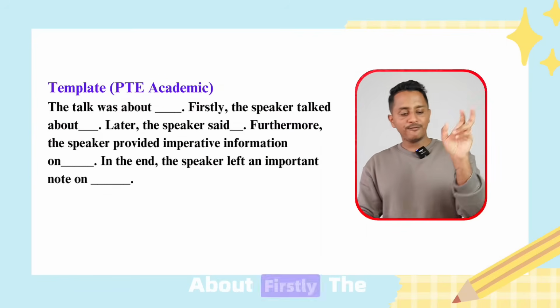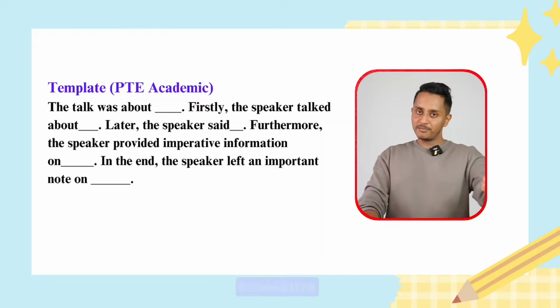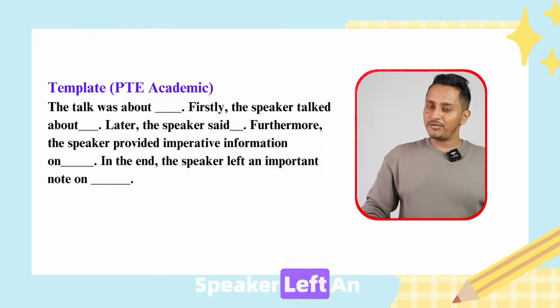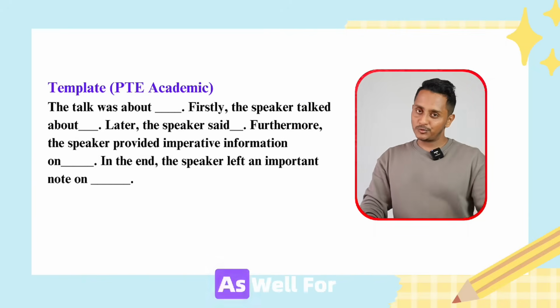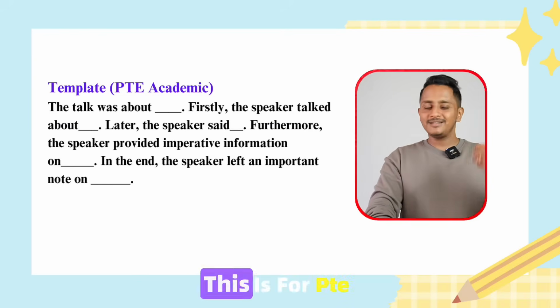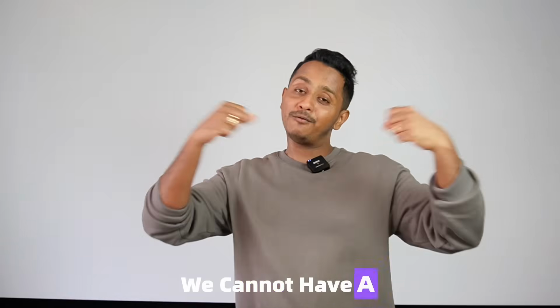So this is the template for PTE Academic. The talk was about, firstly the speaker talked about, later the speaker said, furthermore the speaker provided imperative information on. In the end, the speaker left an important note on. You can alternatively use the retell lecture template as well for summarize spoken text. This is for PTE Academic. For PTE Core, it's hardly 20 to 30 words, so we cannot have a very lengthy template.